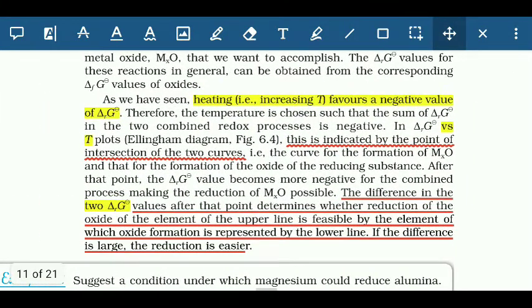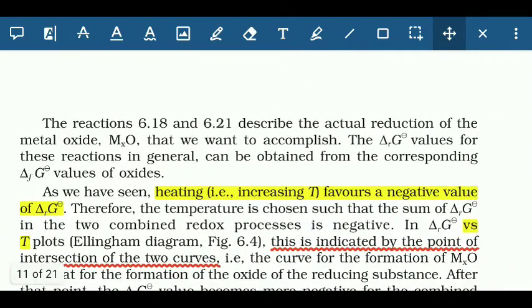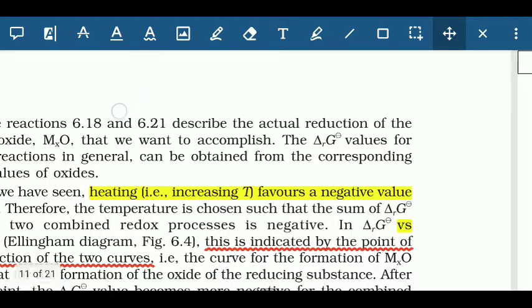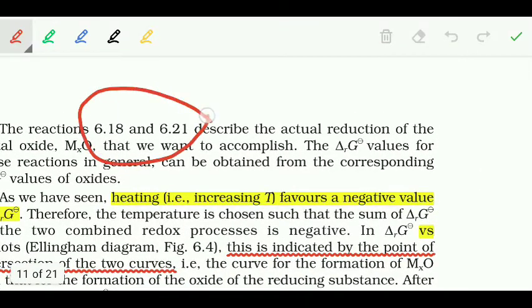So now let's look at the second point. Reactions number 6.18 and 6.21. They are talking about two reactions. The first one is about 6.18 and the second one is about 6.21. Let's take a look over this reaction.